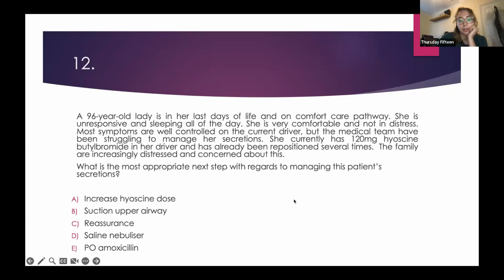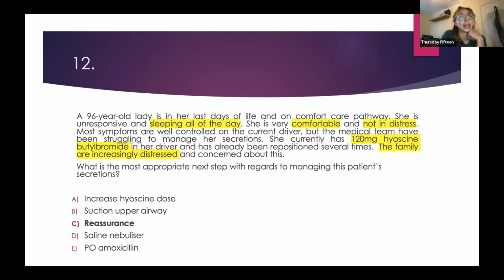Lovely. Most of you have said C, which is the right answer. So A, increasing the hyoscine. She's already on 120 milligrams over 24 hours, which is quite a high dose. Increasing that dose is likely to just lead to side effects, and the patient herself is very comfortable and in no distress and sleeping all the time. So there's no need to medicate her.